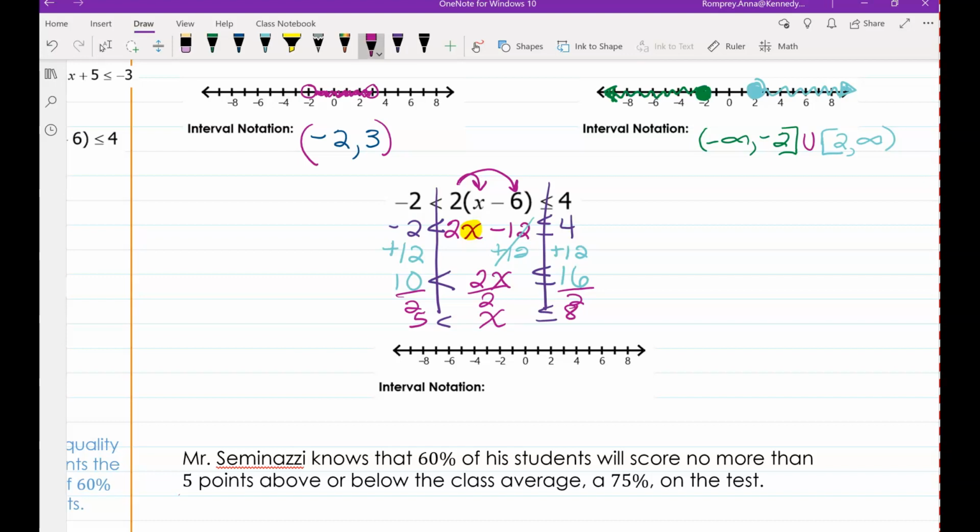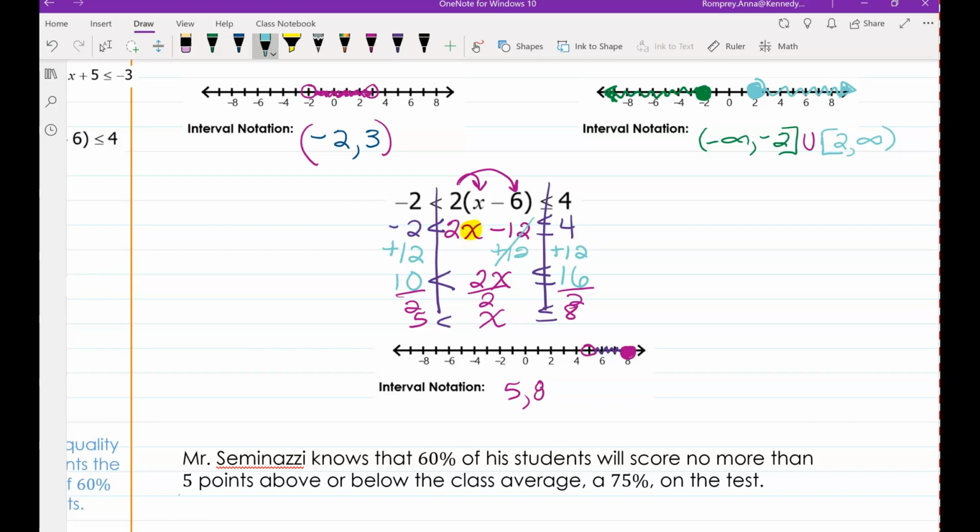All right, so at 8, I have a less than or equal to, so I'm going to close my dot. At 5, I have a less than, so there's no equal to, so that one's going to stay open. And x is between 8 and 5, less than 8, greater than 5, so I shade in the middle. So when I write it in interval notation, my smallest solution is 5. My larger solution is 8. So I go from 5 to 8.